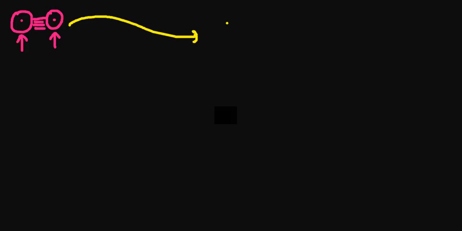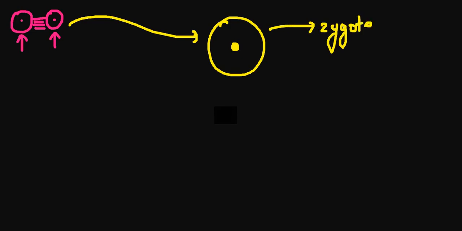Right before this, this is a cell, this is also a cell. This is the sperm cell, these are the ovaries. So the process called fertilization takes place, and we are formed as a single cell. This is called what? This is called a zygote. The very first single cell is our zygote.